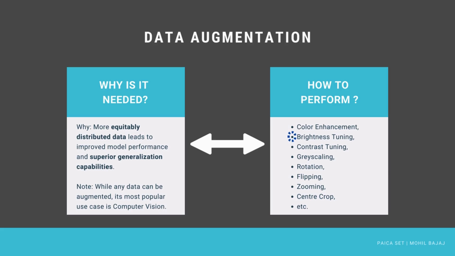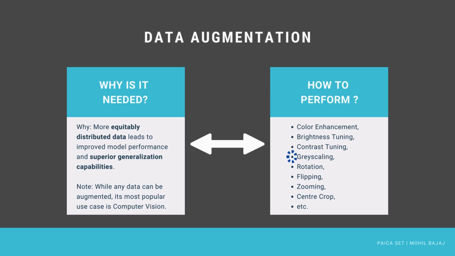Next method is brightness enhancement. Adjusting the brightness helps the model handle different lighting conditions. Another method is contrast tuning, where enhancement is done to the differences between dark and light areas of the image. Next is grayscaling. Grayscaling simplifies the image, helping the model to focus more on the shape and texture rather than the color.